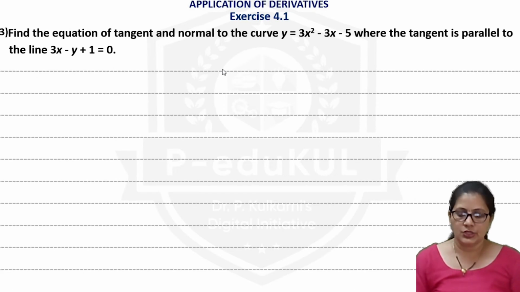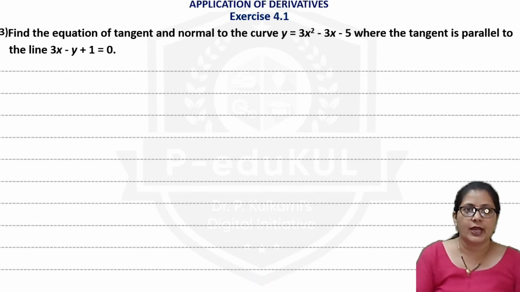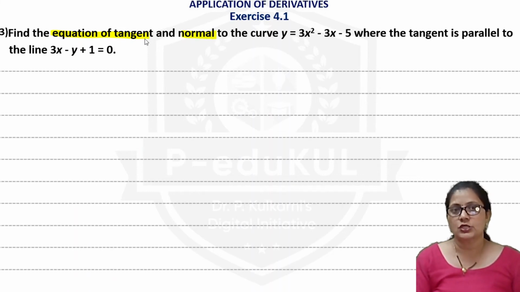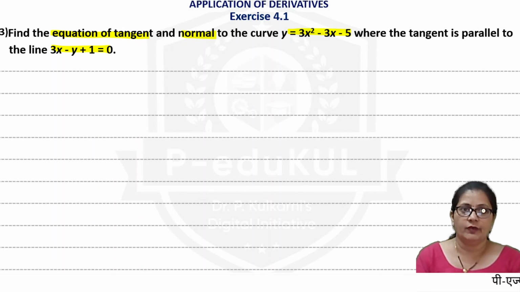Now the third question, again we will do it. It is of the same kind. Find the equation of tangent. Just see what all things are given. We have to find the equation of tangent and normal. For that we need the slope of tangent, the slope of normal, and the point. Here nothing is given except the curve, where the tangent is parallel to the line. So from this we can calculate the slopes and then we can solve it. So let's do that.